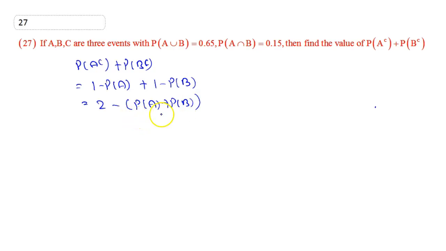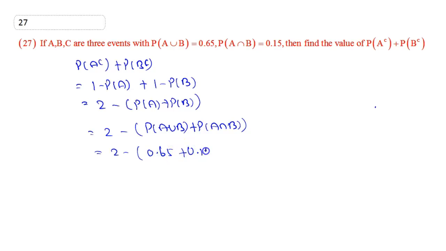Here by the addition theorem, P of A plus P of B can be written as P of A union B plus P of A intersection B. So 2 minus of P of A union B plus P of A intersection B. So this is equal to 2 minus of 0.65 plus 0.15, that is equal to 2 minus 0.8, that is equal to 1.2. Okay? This is the answer.